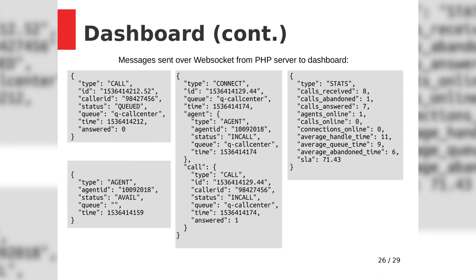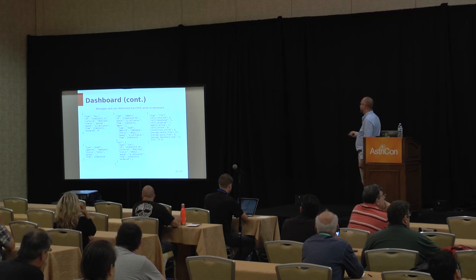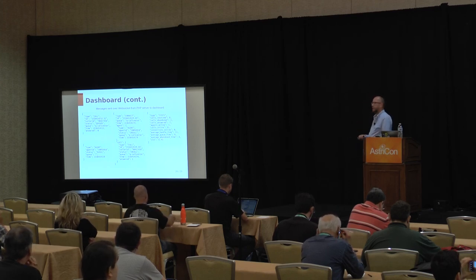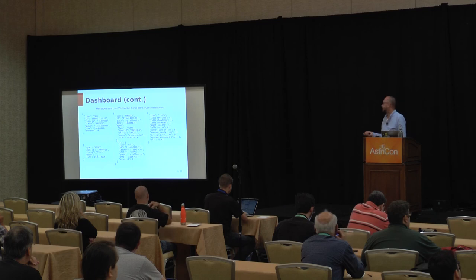And this is what these JSONs look like. That comes from the PHP backend. I just take one, for example, the call. It has an ID, which is the unique ID from Asterisk, the caller ID, the status, what queue it's currently in, the time, and if it's answered or not. And here are the statistics. We have calls received, and we also calculate the average handle time, average queue time, abandon time, and also the SLA. I made a little calculation that the call had to be answered within 30 seconds, so it would just calculate that.